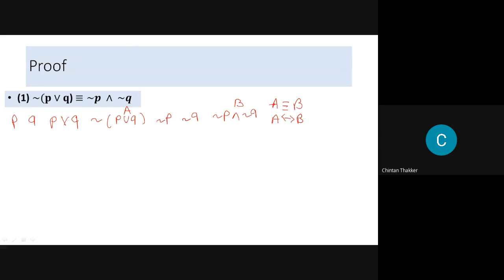Then Rahul, Swati, and yes, it is a tautology.